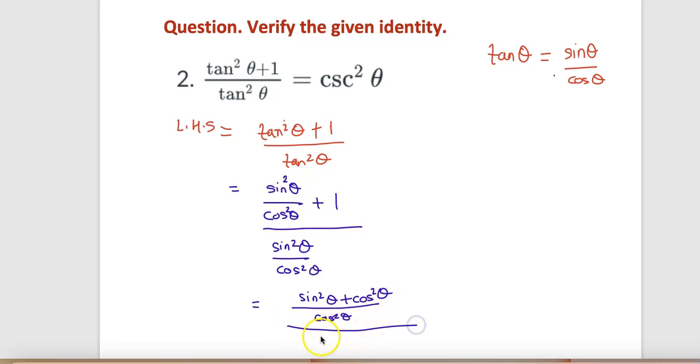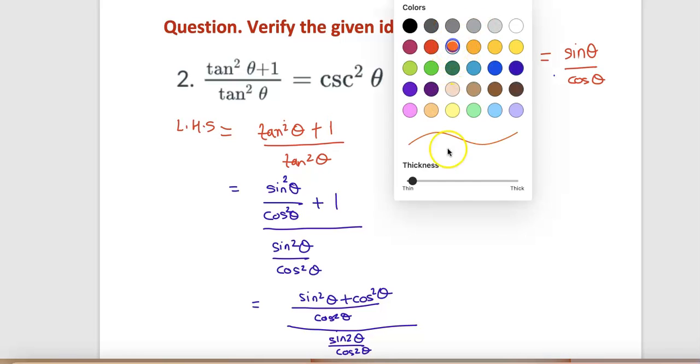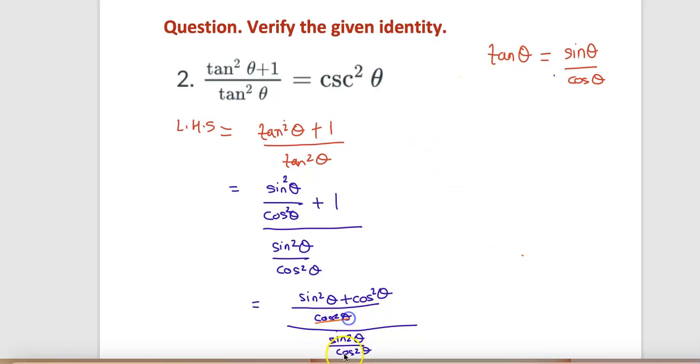And divided by, in the denominator I have not done anything, it is just sine square theta over cosine square theta. Now we can straight away cancel these two over here because they are same. So the next term will look like this: sine square theta plus cosine square theta over sine square theta.